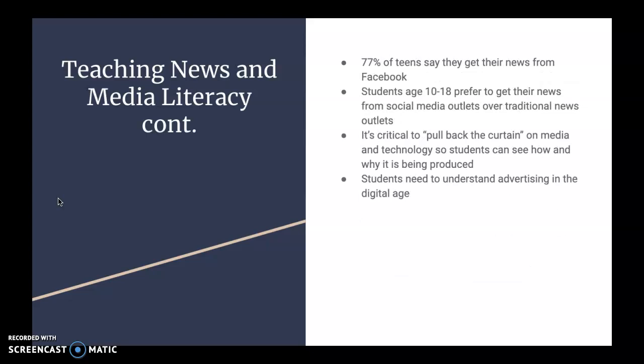Continuing with that, 77% of teens say they get their news from Facebook. That can be scary. We all know that. Students aged 10 to 18 prefer to get their news from social media outlets over traditional news outlets. And again, some of that's just memes. They consider a meme with something on a news source. And obviously we know there's so many fake ones out there that change the way people think. So it's critical to pull back the curtain on media and technology so students can see how and why it is being produced. Students need to understand advertising in the digital age.